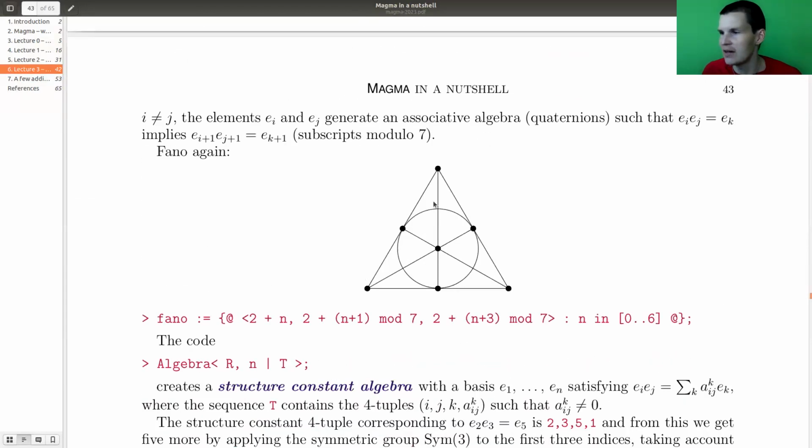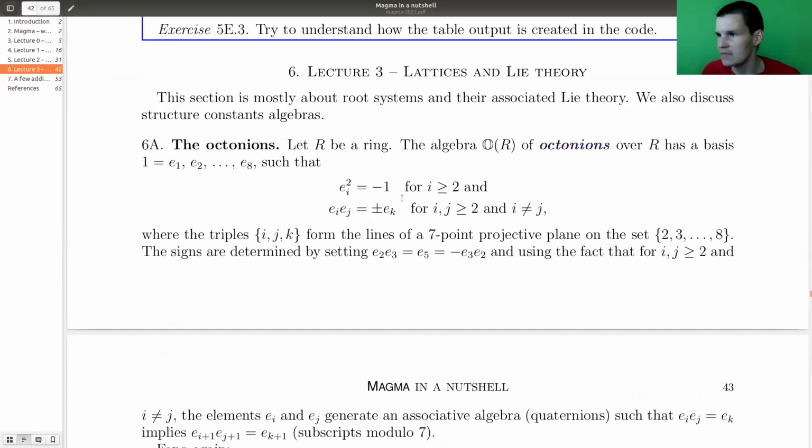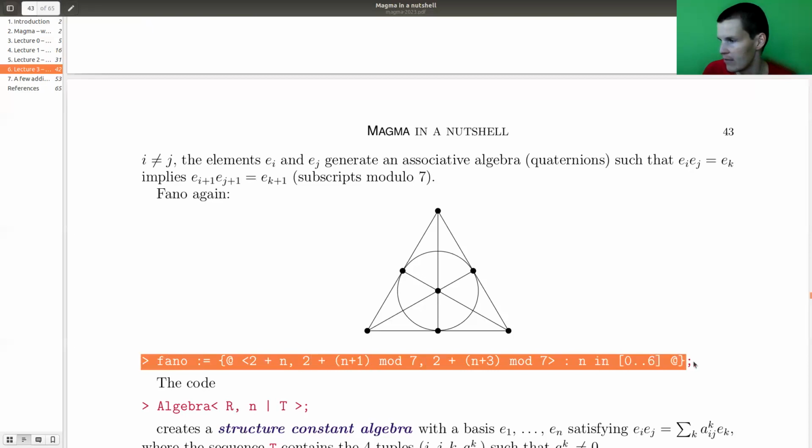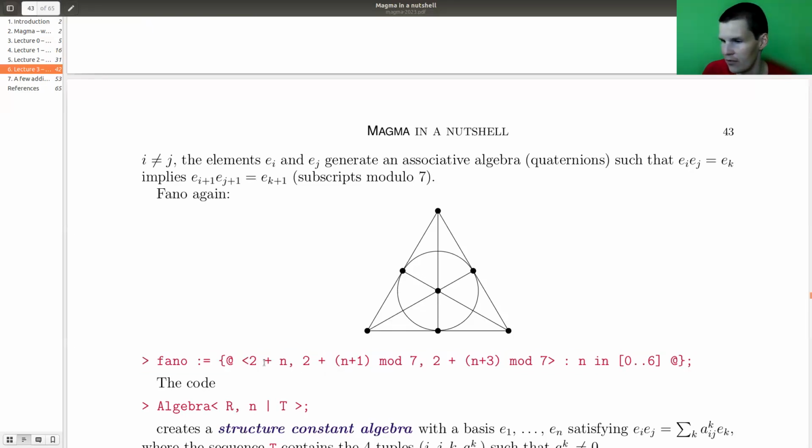Essentially, the non-trivial elements are the points of the Fano plane, and the multiplication is given by this times this is this, right? So that's the multiplication. So Ei times Ej is Ek, essentially, up to a sign. Remember that we can set up the points on the Fano plane like this, or the Fano plane as follows. We'll do that in a second.